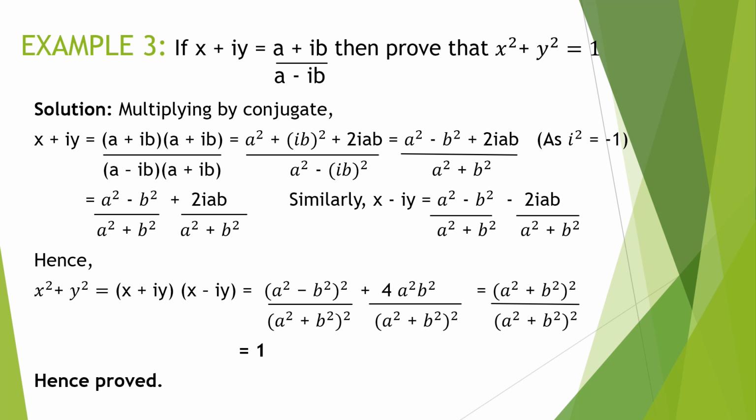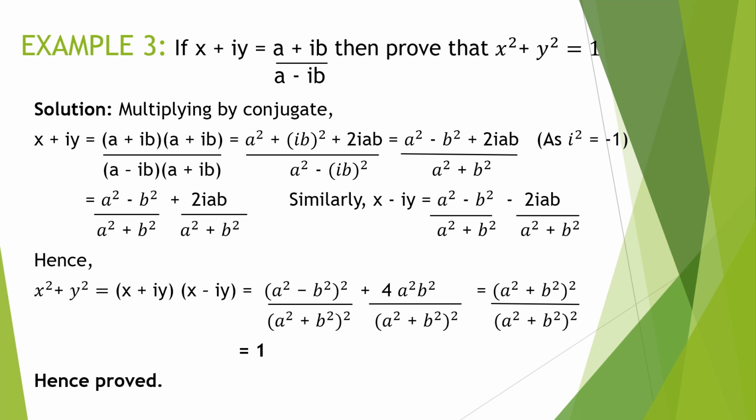So a minus ib into a plus ib is equal to a square minus ib whole square. But i square is minus 1. So the denominator is a square plus b square. Numerator is a plus ib whole square, so it is a square plus ib square plus 2iab. But again i square is minus 1. So now the simplified form will be a square minus b square plus 2iab upon a square plus b square. We take the first two terms and the last term, so a square minus b square upon a square plus b square, and the other term will be 2iab upon a square plus b square.